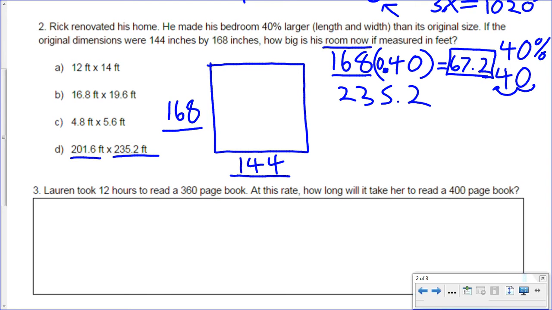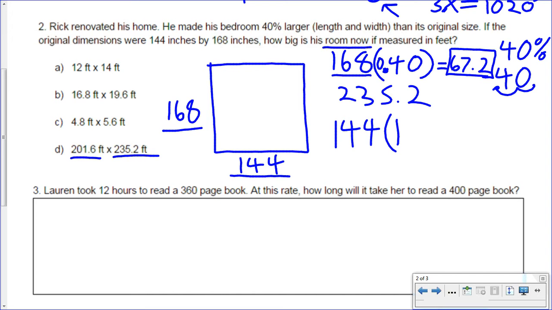Okay, so, but there's actually another way, and a little quicker way. So we can take one of the dimensions, and this goes for any number you want to increase by a certain percentage. Okay? What we can do, we can multiply it times 1. Okay? Now, what does that do? We're not just going to multiply it times 1, but just bear with me. So what does this do? 144 times 1 is 144, right?